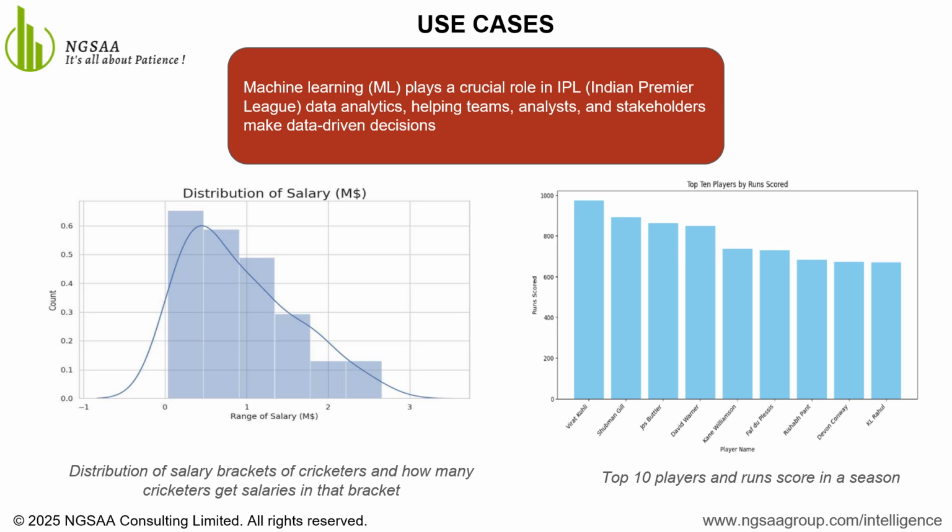2. Top 10 players by runs scored in a season in the right graph. Displays the highest run scorers in a season. Helps in performance benchmarking for future matches. Auction strategy. Teams may bid aggressively for consistent top scorers. Fan engagement and sponsorship. Top performers attract higher endorsements.